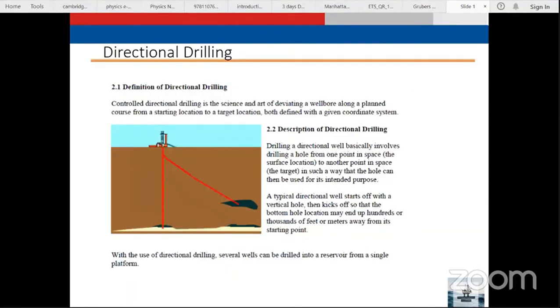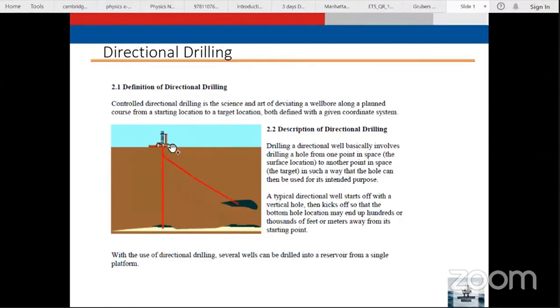Directional drilling, can we go through the definitions of directional drilling? What is directional drilling? Directional drilling can be defined as the science and art of deviating the well from the surface location or target rig location to a target location.